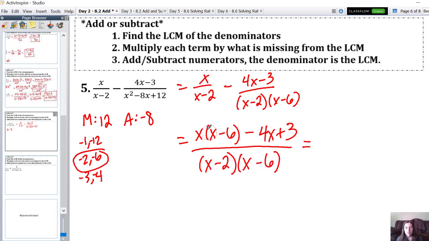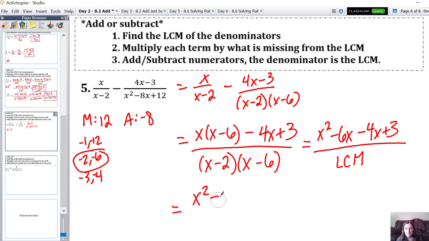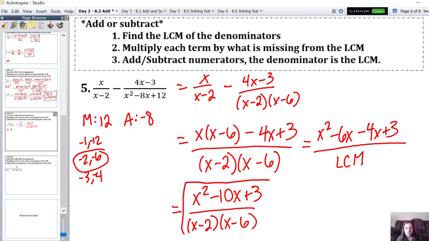Now to simplify, I'm going to start by distributing the x. That gives us x squared minus 6x, and we're keeping the negative 4x plus 3 all over our LCM. I'm just going to write LCM for now because it's easier. Combining like terms, we've got x squared minus 10x plus 3 over our LCM, which was x minus 2 times x minus 6. If we could factor the top, we would, but in this case, I would need to see what multiplies to 3 that adds up to negative 10. I know that's not going to work, so there's nothing more to simplify.